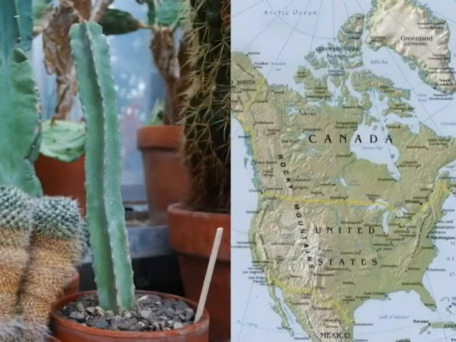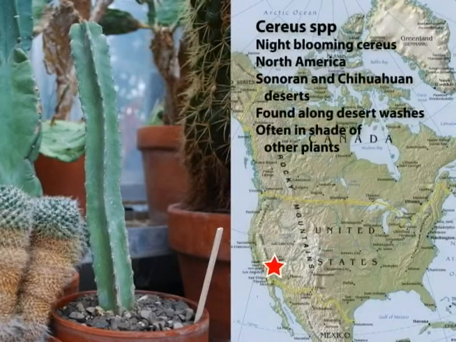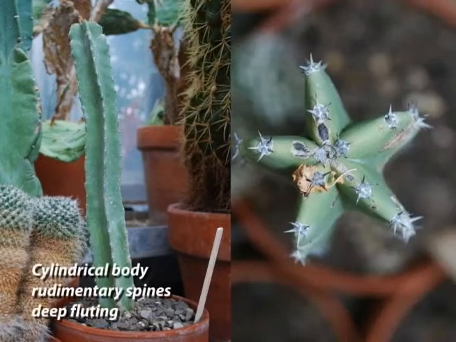Our next plant will be a species of cereus, a genus of night-blooming cacti that are found in the deserts of the American Southwest. This group is commonly found in flat desert washes and is often found in the shade of another plant. This species has the deeply fluted cross-section that is typical of the genus.